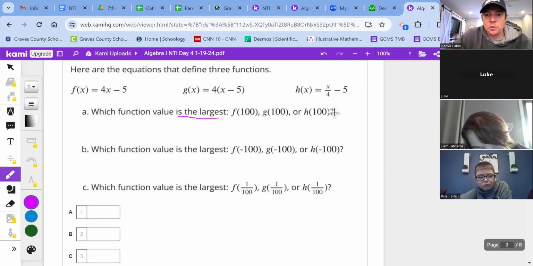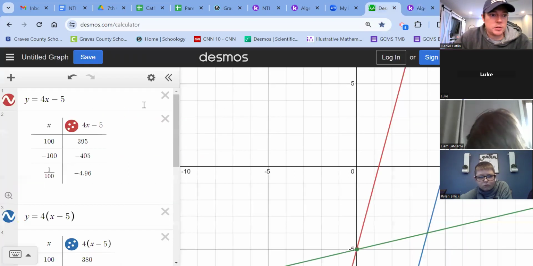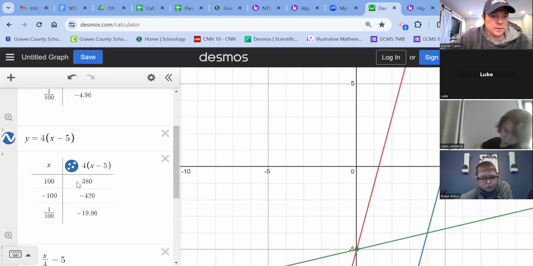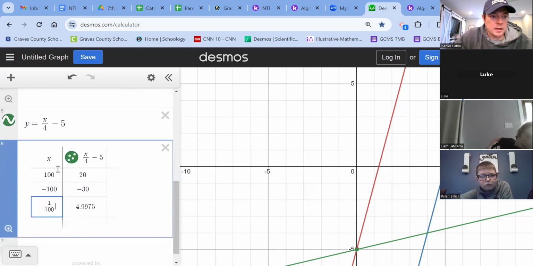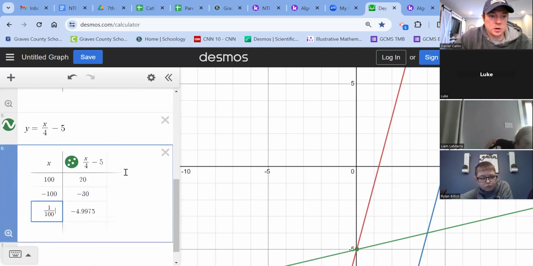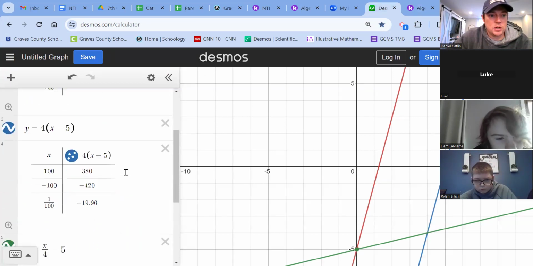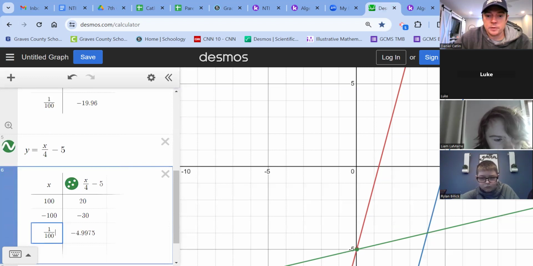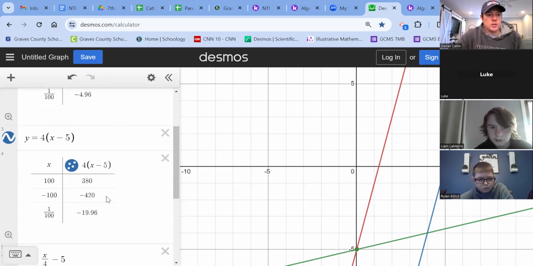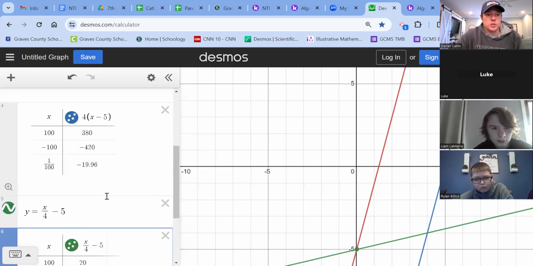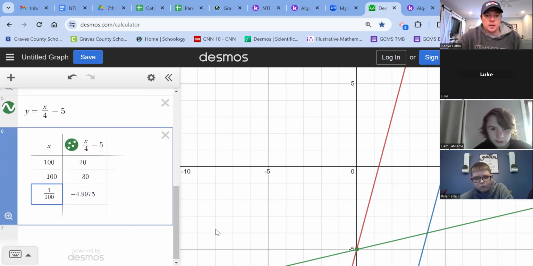So when I plugged in 100, I'll pull it up so you guys can see. Here's f of x, 395. G of x gave me 380. And h of x gave me 20. So out of those three outputs, which one was largest? F, G, or h of x? Which one are we picking for that one? Type it in the chat. I'll scroll up again and show you. There's F's output, there's G's in the middle, and then H is at the bottom. And the one that had the highest output, Rylan, correct, f of x.